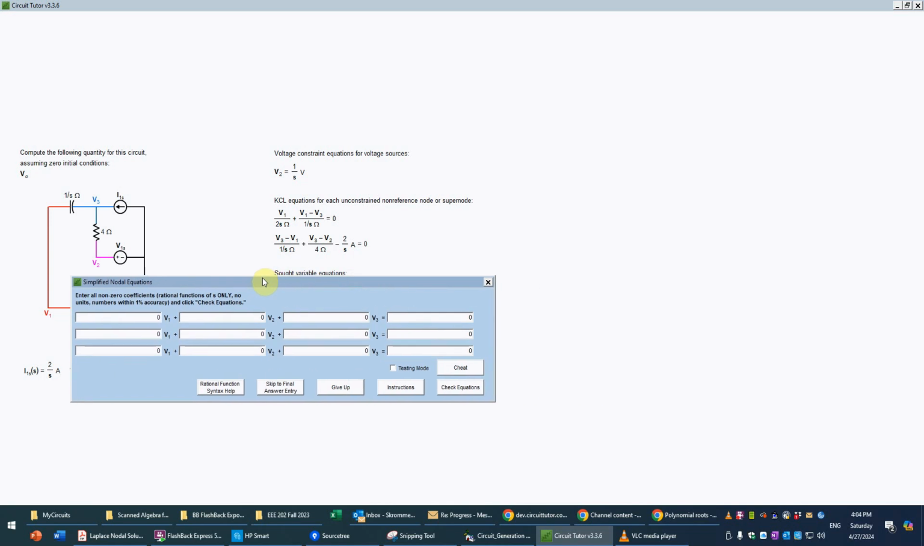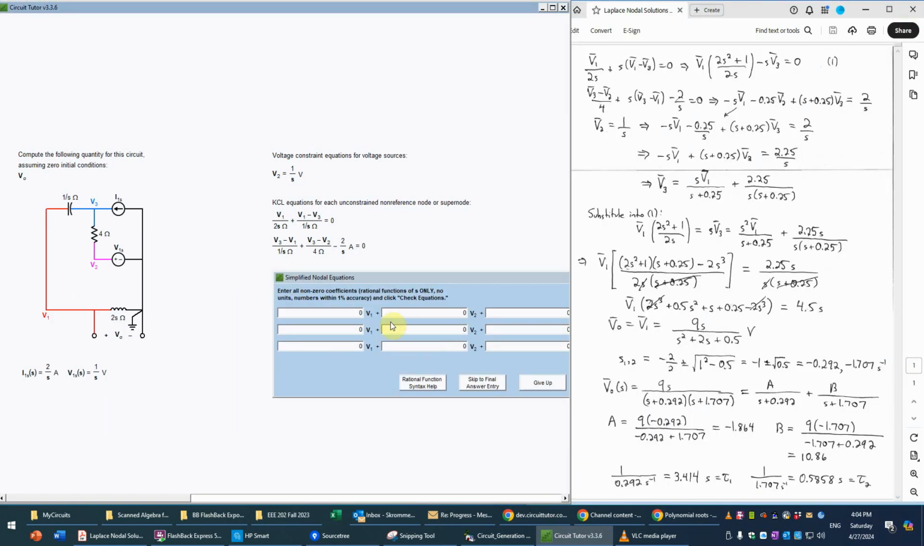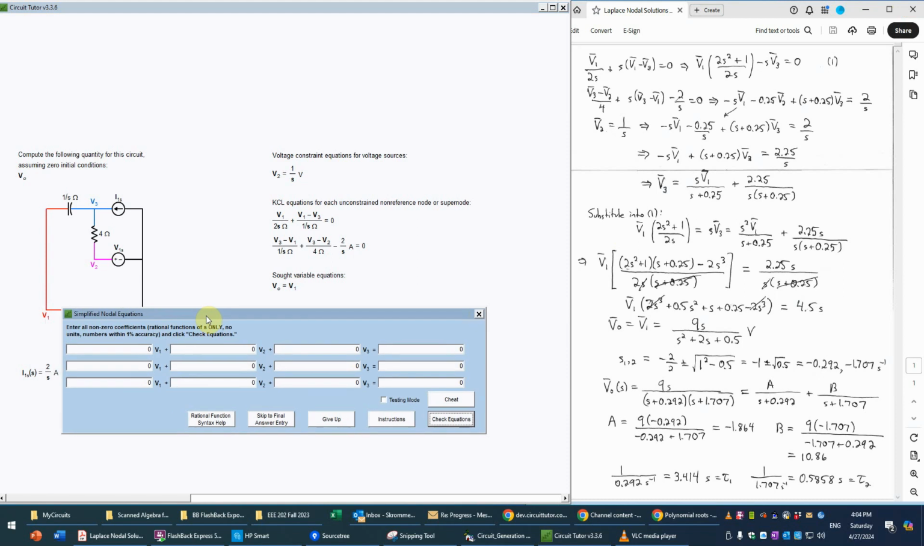Okay, so to do this, I'm going to just show you where I've done some of that on paper already. So first of all, the first equation is very simple. That just says V2 is 1 over S, so we just put a coefficient of 1 here, and then we put our 1 over S there, and the coefficients of V1 and V3 are the default zeros.